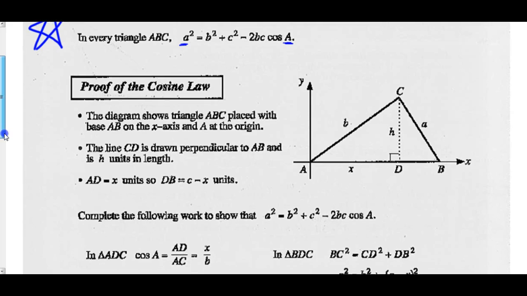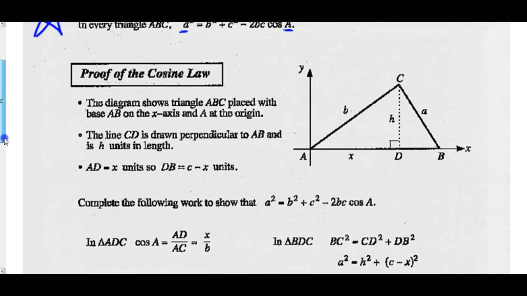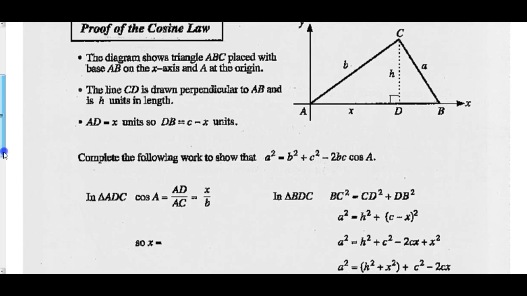Here's the proof to the cosine law. The diagram shows triangle ABC placed with base AB on the x-axis. We can see that on the x-axis, and the origin is at point A. So here's the origin at point A. The line CD is drawn perpendicular to AB and is h units in length, so that's been labeled. We know it's a right angle, perpendicular.